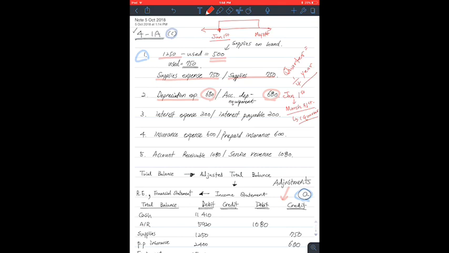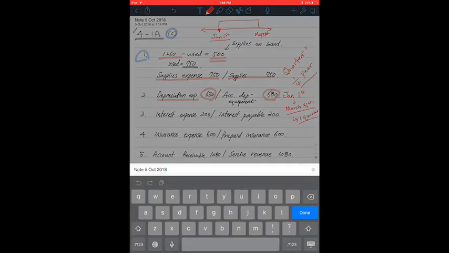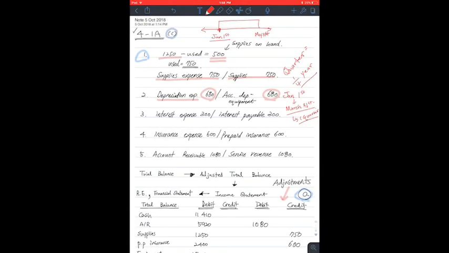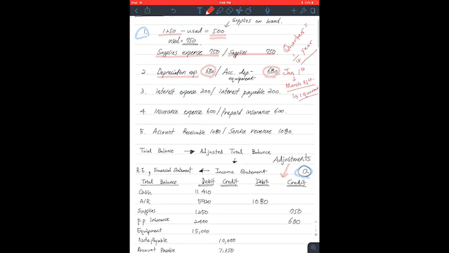Anyways, accrued means the amount that has accrued so far. So accrued interest means the amount of the interest that has occurred since January 1st to March 31st is 300. Okay, then we can write interest expense on the debit side 300, all right, and interest payable 300 on the credit side.